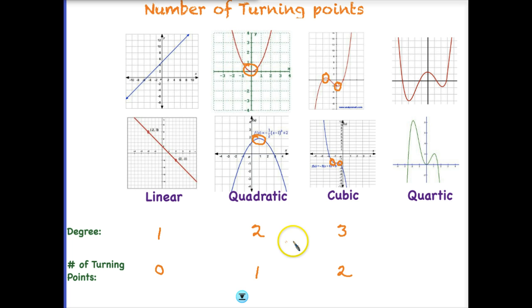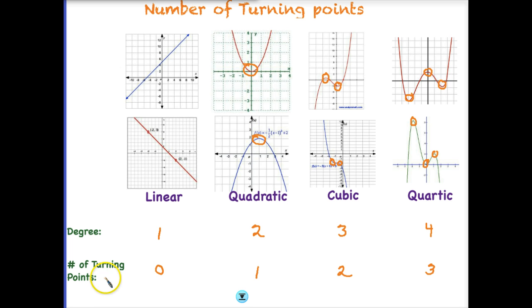So are you starting to see a pattern? Let's look at the quartic. A quartic has a degree of 4, so without looking at the graph, can you determine how many turning points it's going to have based on the patterns that we're looking at? And if you said in your mind 3, you would be correct. And if we look to confirm, we have 1, we have 2, and we have 3. And on this one, it's the same, 1, 2, 3.